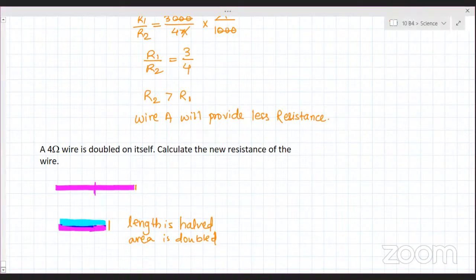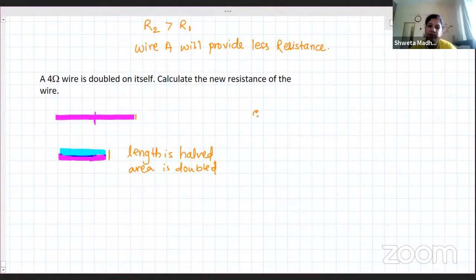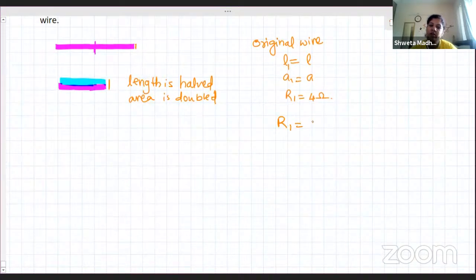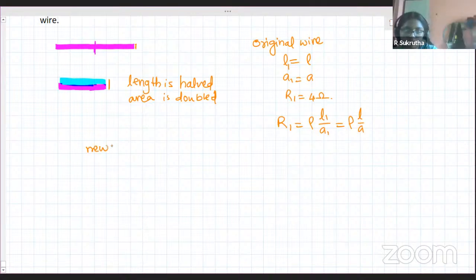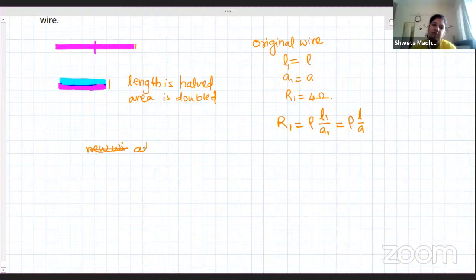Understood? Yes, ma'am. Both the changes happen. Now original wire: length L1 is equal to L, A1 is equal to area. Original wire has length L and area we will take A, and the resistance is 4 ohms. So therefore resistance R1 is equal to rho L1 by A1, that is rho L by A. Now after folding, the new wire.